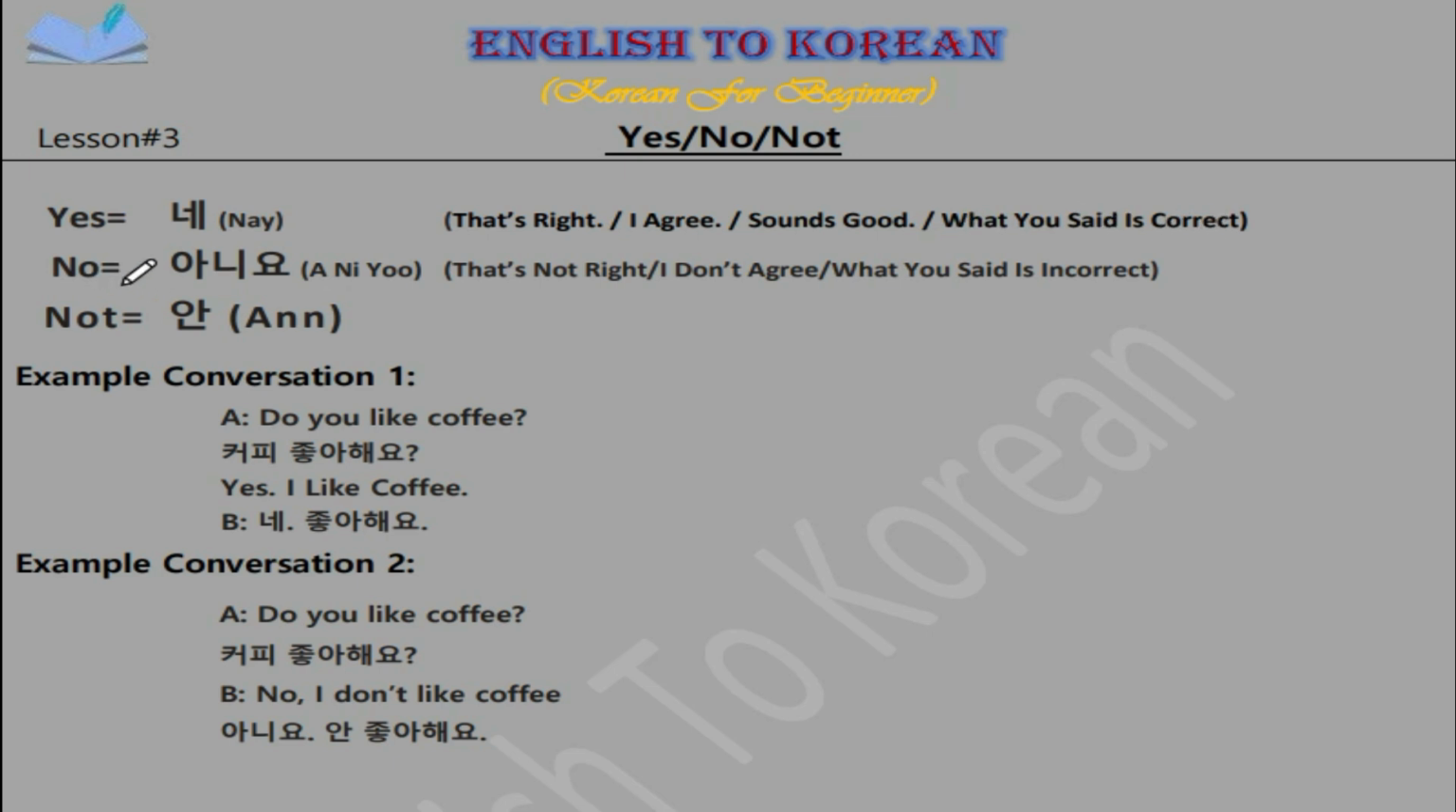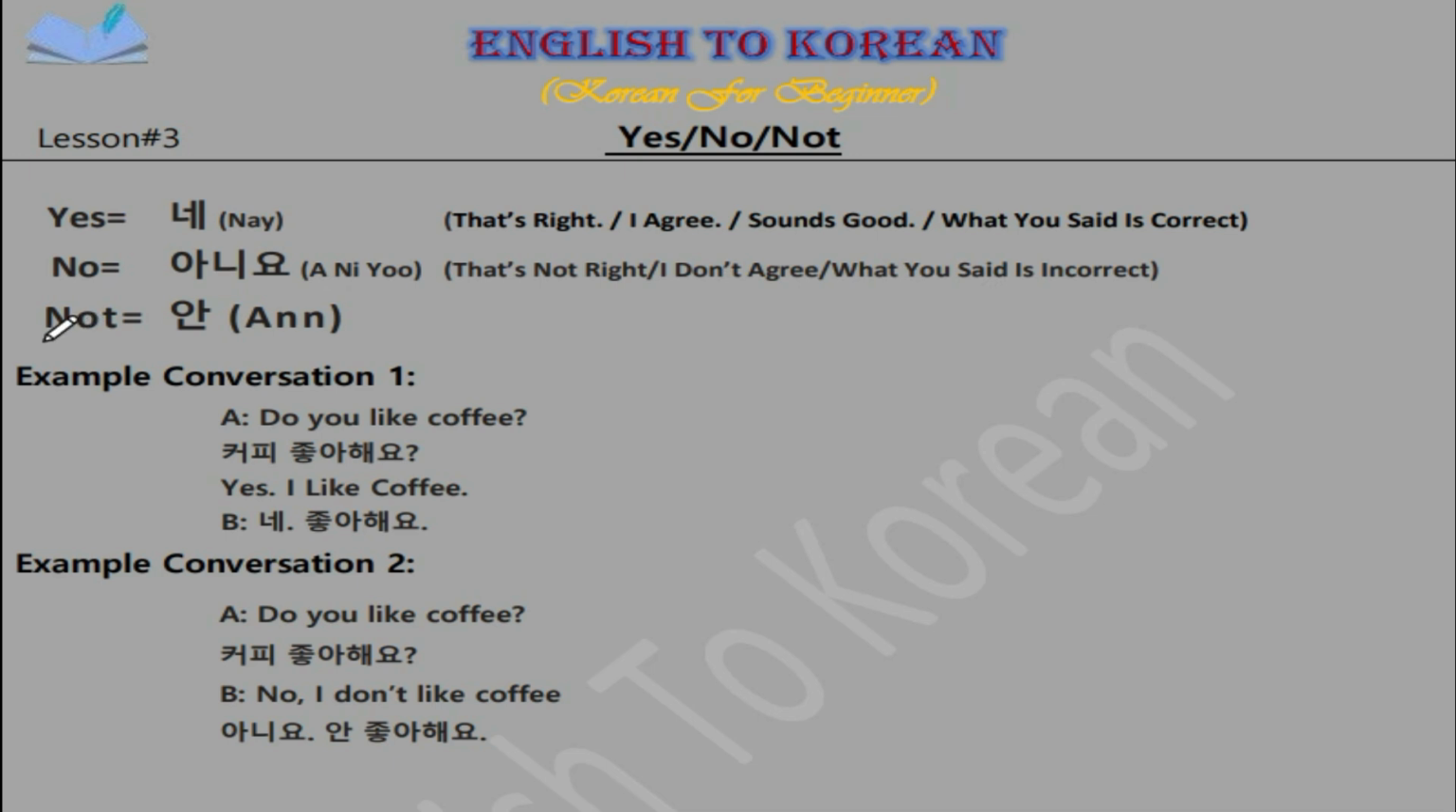If you want to say no in Korean, you will say 아니요. You can also use 아니요 for that's not right, I don't agree, what you said is incorrect.